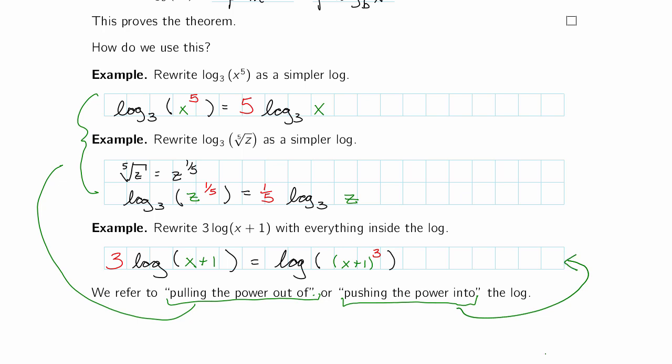Okay, so now we have our 3 core log rules. Now we're ready to actually do something with them.